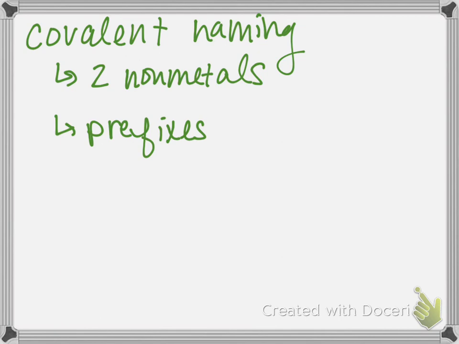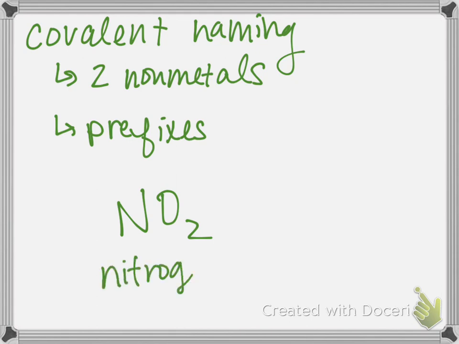So let's figure out what this one is named. NO2. Nitrogen dioxide. Nitrogen dioxide. So rules again. First one keeps its regular ending. Second one gets an IDE. Now, why didn't my first element get a prefix here? There's only one of them. It's not going to be mono nitrogen dioxide. If there's more than one, it does get a prefix, but not if there's only one.